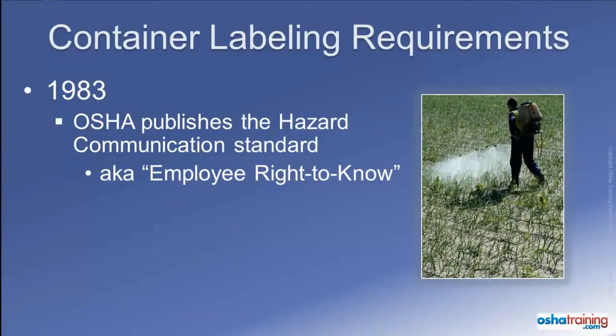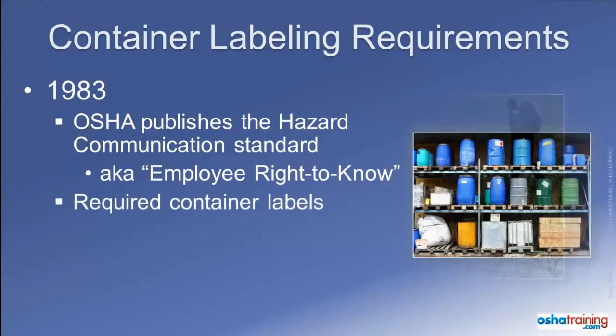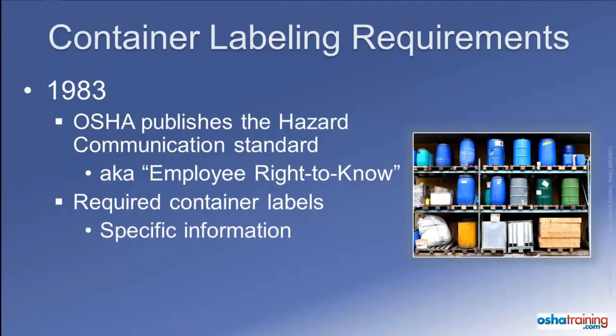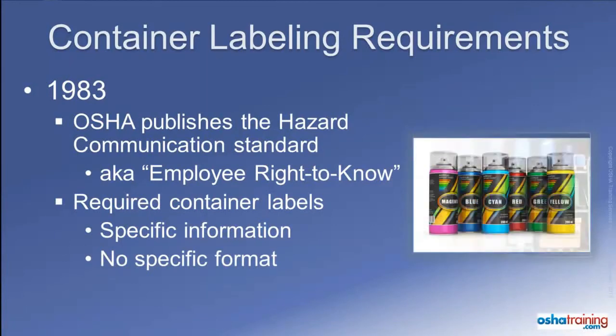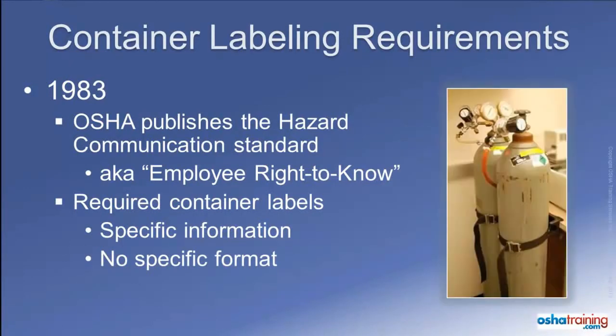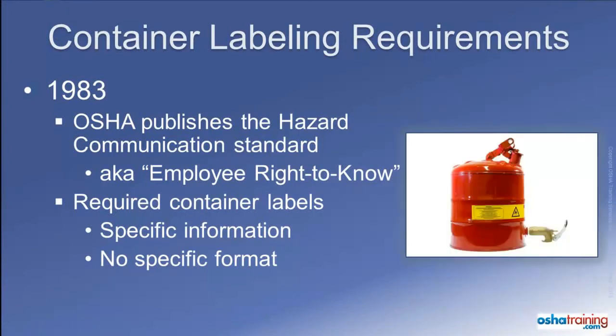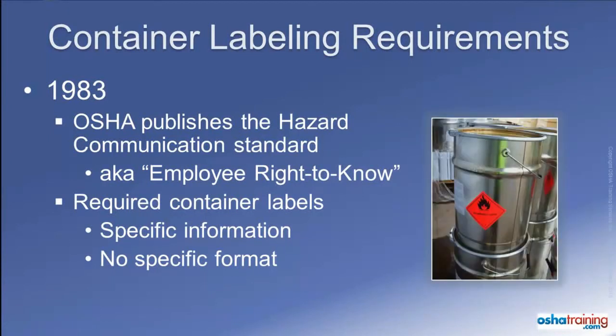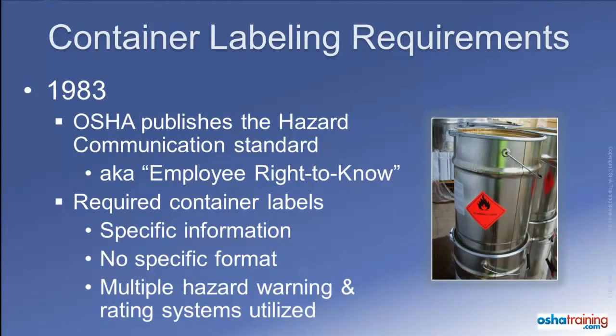One of the major requirements of the HazCom standard was container labeling. But while the standard mandated that manufacturers provide specific information about their products on container labels, HazCom was a performance-based standard, meaning there was no specific format that had to be followed. As a result, container labels took on all shapes and forms, in part because manufacturers were free to use many different hazard warning and rating systems on their container labels.